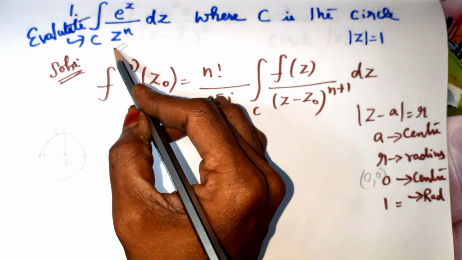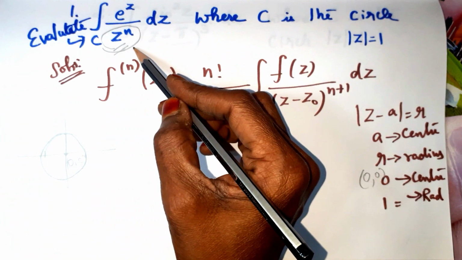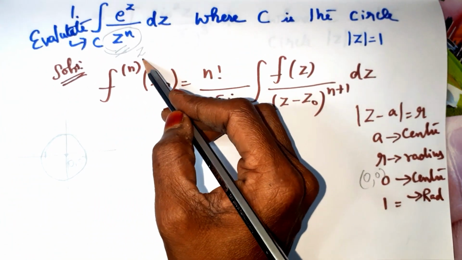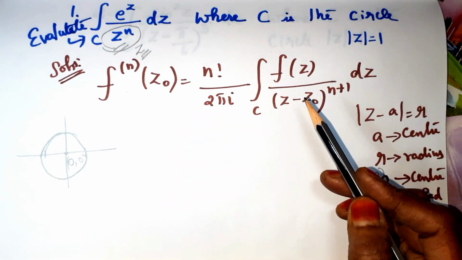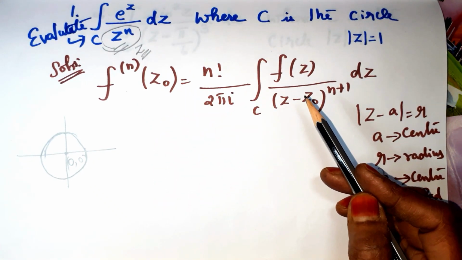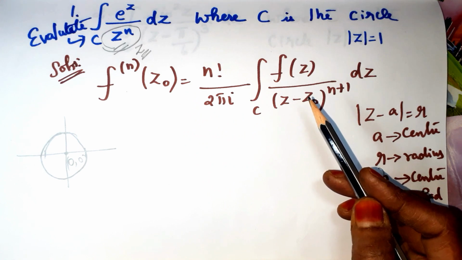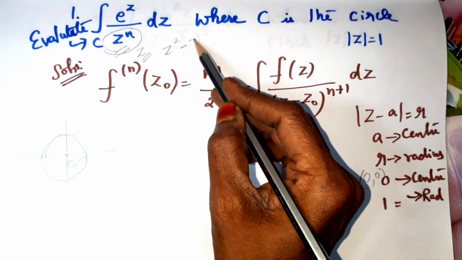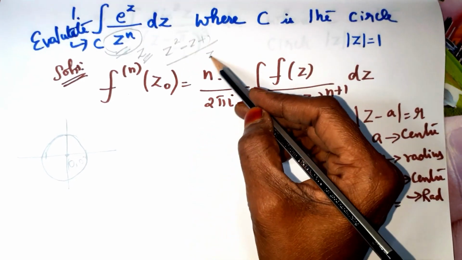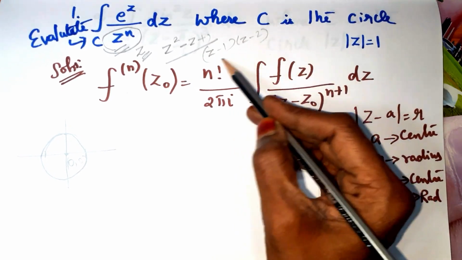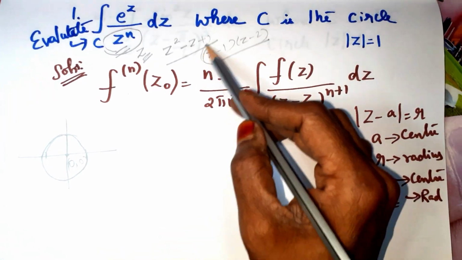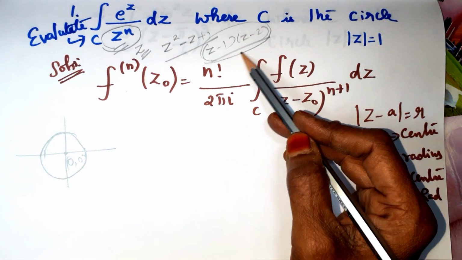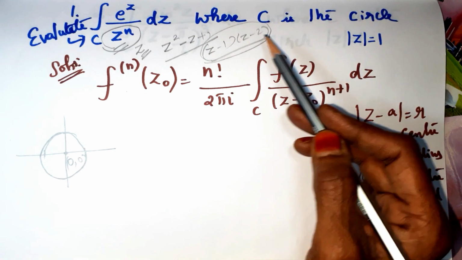In my previous video, we have learned if we have in the denominator a linear factor, just z, we can easily calculate this using Cauchy integral formula. Or if we have quadratic form also, for example z squared minus z plus 1, or z minus 1 into z minus 2, we can do it using partial fraction. First we have to split this into two fractions. For higher orders we are not able to proceed using that.